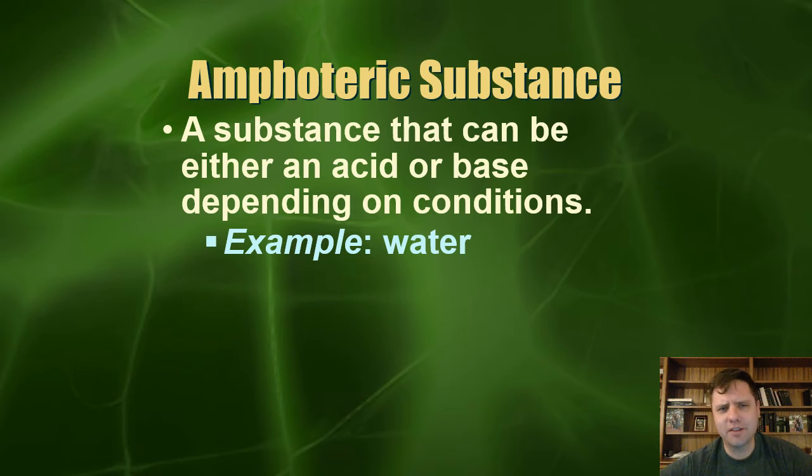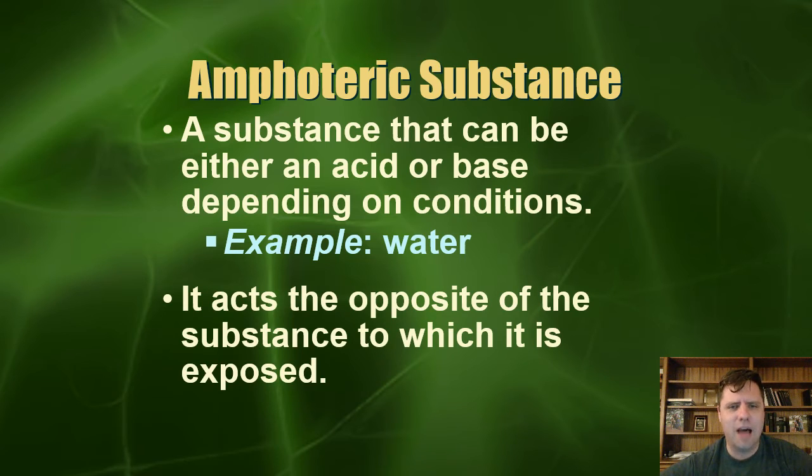Now, an amphoteric substance is a substance that can be either an acid or a base depending on conditions, and a great example of this is water. Water can serve as an acid or a base depending on what it's interacting with. It acts the opposite of the substance to which it's exposed. So if water is exposed to a strong acid, water will act like a base. And if water is exposed to a strong base, it will act like an acid.